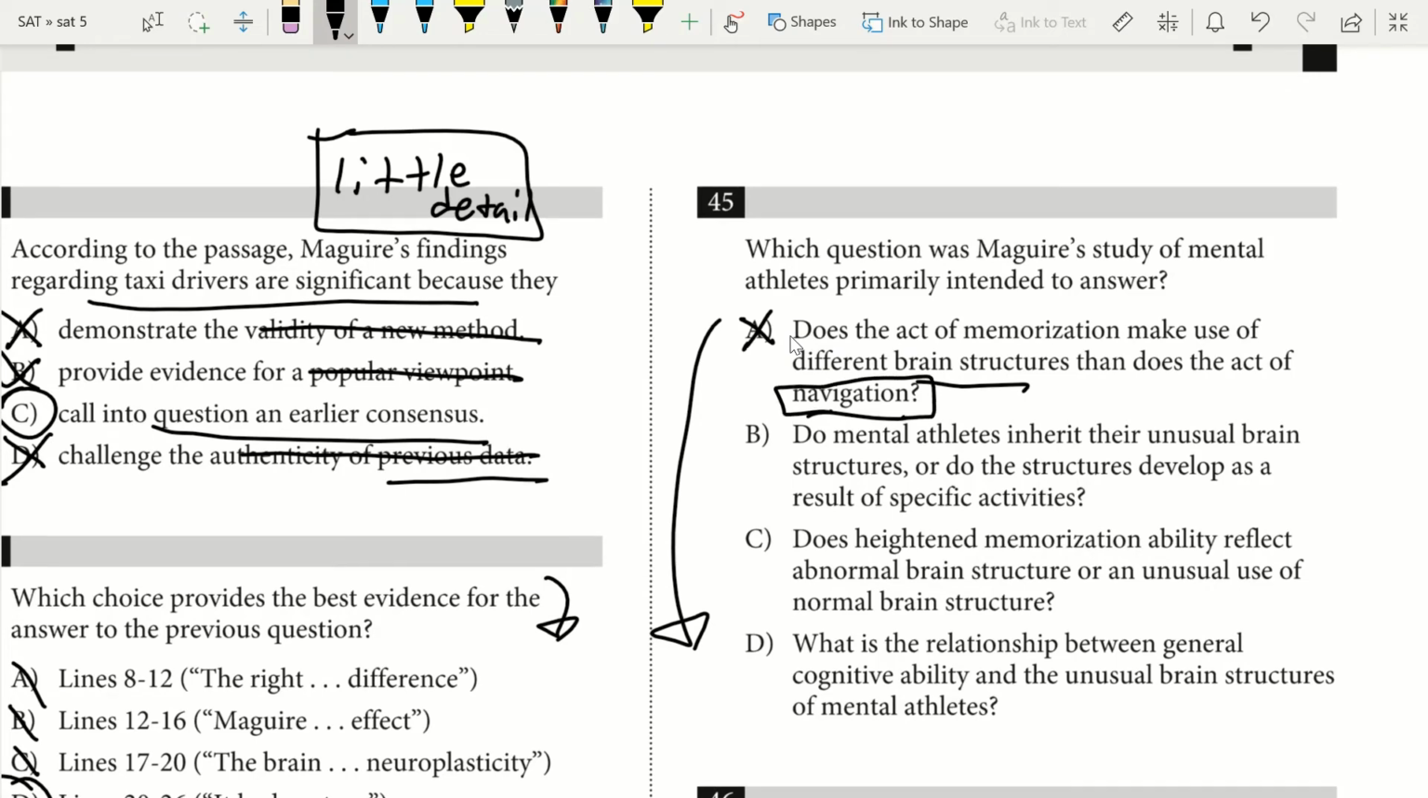These are two different studies. We'd be conflating the one with the cabbie drivers if we're including that. So that's why that's wrong.